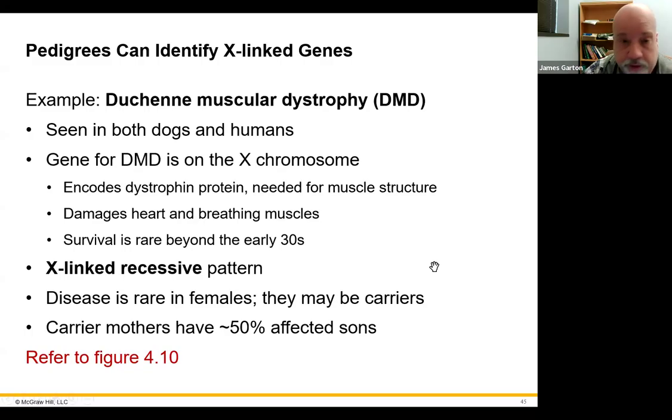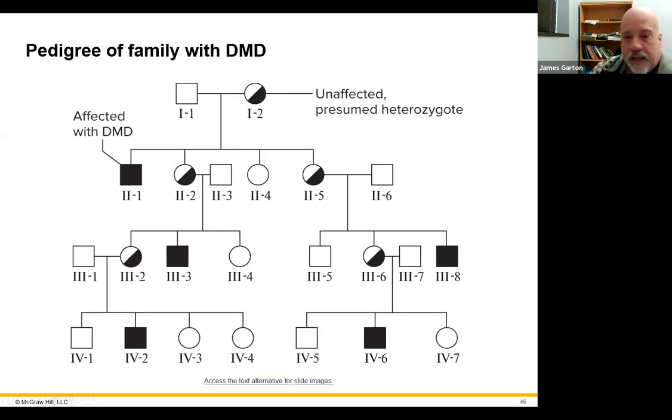And so you can construct a pedigree. And again, these solid shapes are easy to determine. They have the disease. It's noticeable. You can detect it. These shapes here are all female. They're all halfway colored in. That is indicative of a heterozygote. But that is a guess.